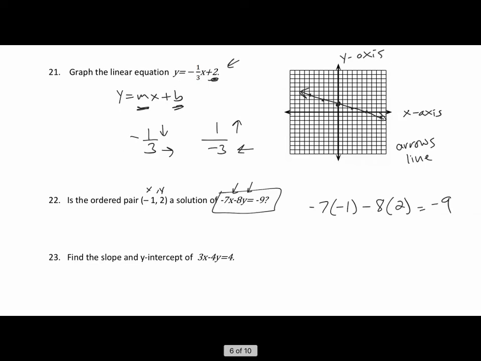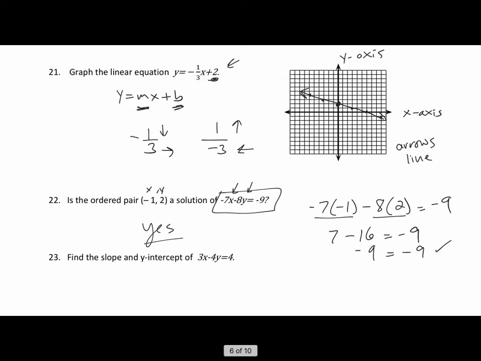Okay, so a negative times a negative, that's a positive 7. Negative times a positive is -16. And 7 minus 16 is a difference of 9, where the bigger number is negative. So that's true. So yes, that ordered pair is a solution to that equation. Because it makes it true, it is a point on that line.